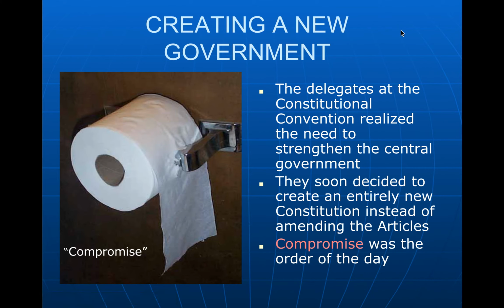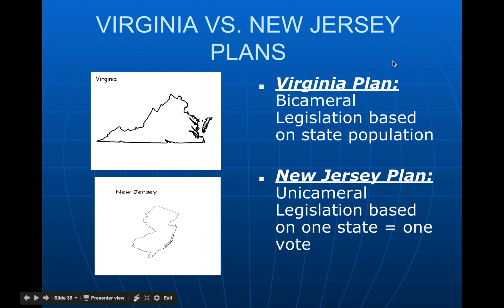So the delegates at the Constitutional Convention realized the need to either alter or amend and grant more rights to the central government. They soon decided to create an entirely new constitution instead of amending the Articles. So they scrapped the Articles of Confederation and decided to start from scratch, writing a constitution with the idea of compromise to try and satisfy the needs of all the states.